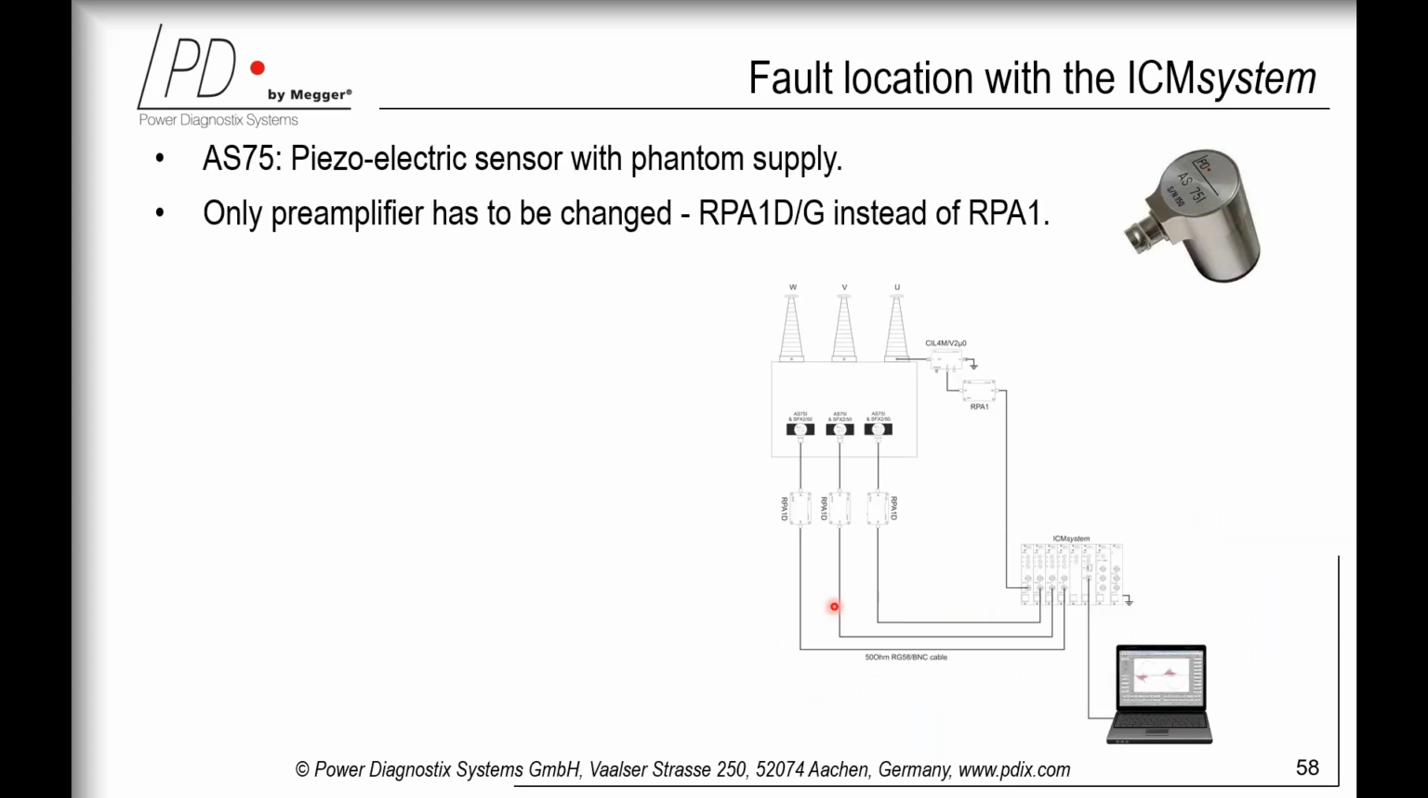With the ICMsystem, acoustic fault location can be done simply by using RS75 and replacing the RPR1 with the RPR1D or the RPR1G. The RPR1D and G deliver the phantom supplies needed to use the RS75.